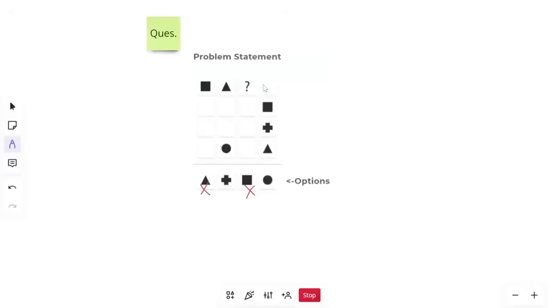Let's see, can we fit a plus here? No, that is not possible. Why? Because plus is already coming once, right? So the only option we have is plus will come here and circle will come here. That is why the question mark will be replaced with plus. The correct answer will be plus.